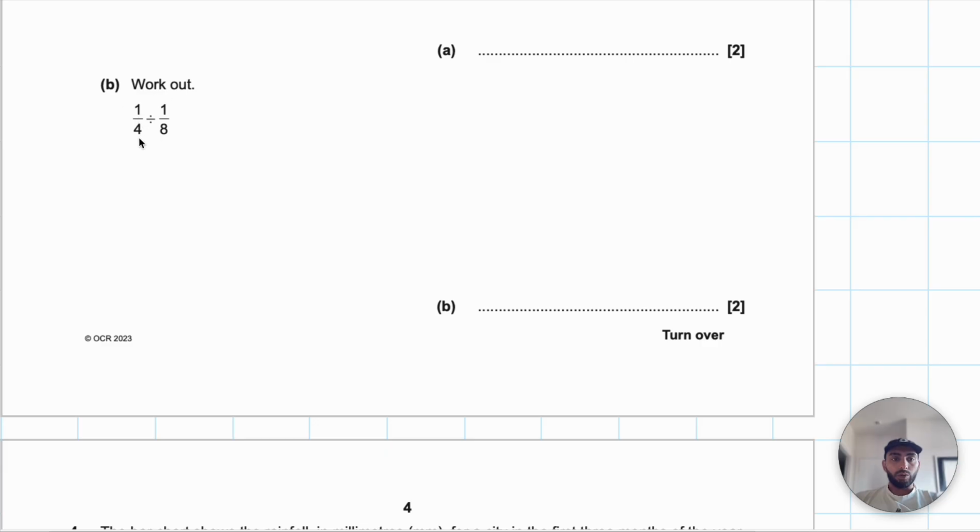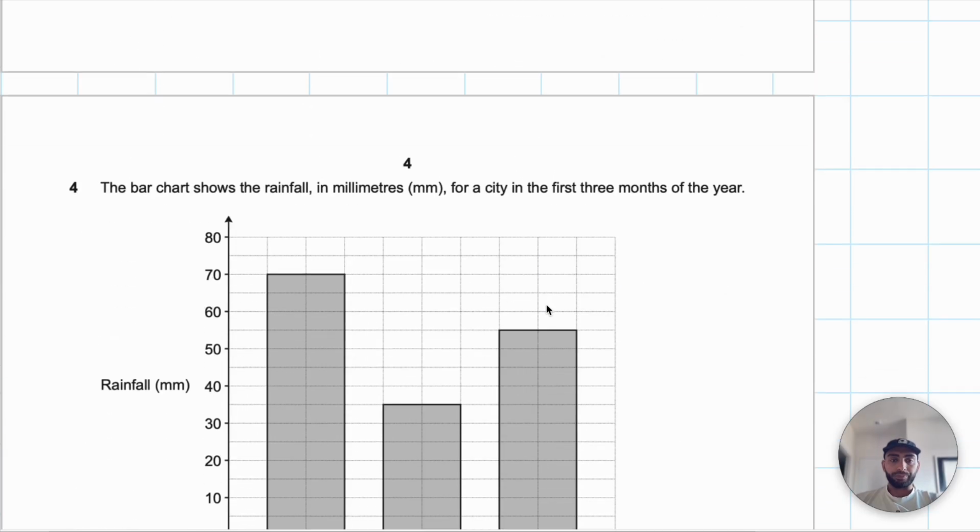Part B, work out 1/4 divided by 1/8. I'm going to use the keep, flip, change method. I keep the first fraction as it is. I flip the second fraction, so it becomes 8 over 1, and I change the divide sign to a multiply. 1 times 8 is 8, and 4 times by 1 is 4. You can think of this line as a divide sign. 8 divided by 4 would just give you 2.